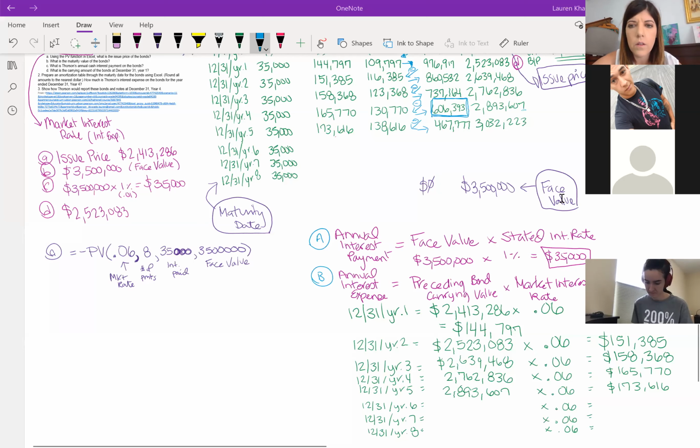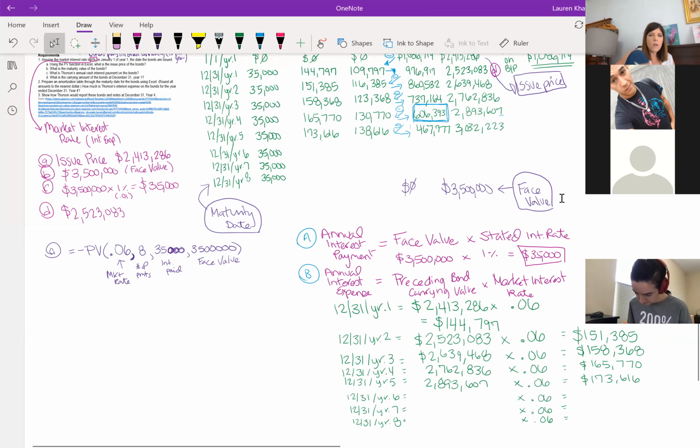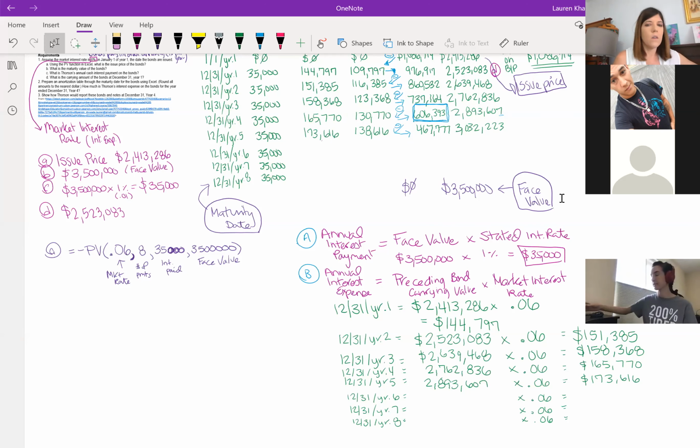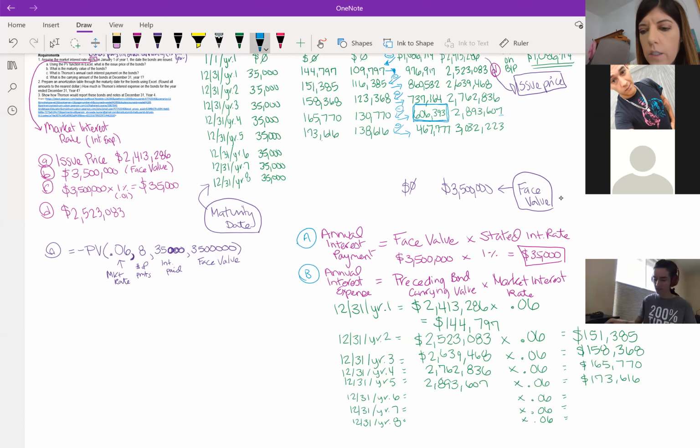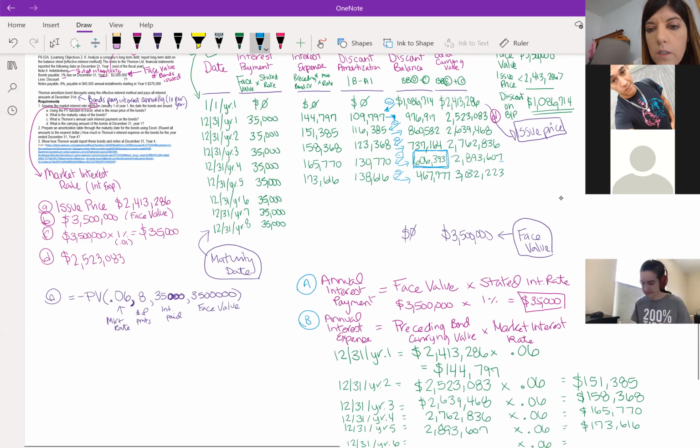Okay, so I put your 5. And if you guys put the 6 right here, obviously your interest expense calculation might be slightly off going forward because you're 1 off. So for this next one, for year 5, I put in the interest expense, the amortization, discount balance, and then the bond carrying value became $3,032,223.